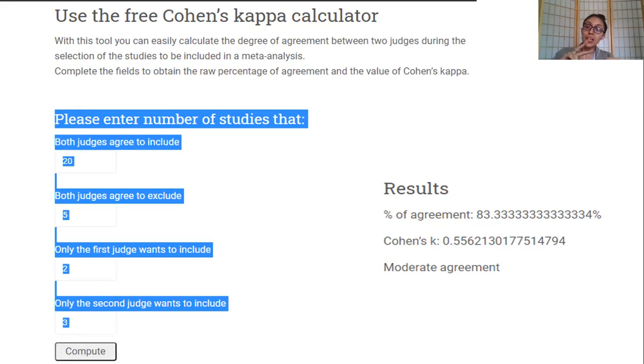In one of these two calculators, you also have a reference for cutoff, meaning if you have an agreement of 50%, is this good, bad, or ugly? If you have an agreement of 90%, is this good, bad, or worst?